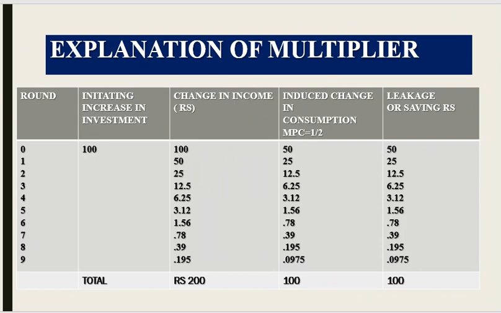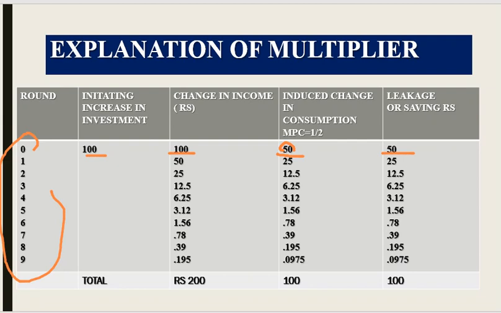Here we will understand the working of the dynamic multiplier. These are the various time periods. Initially the increase in investment is 100, so there is a change in income of 100. As the marginal propensity to consume is 50%, 50 will be consumed and 50 will be saved. When we spend money, the consumption expenditure of one person becomes the income of another person. So this 50 becomes the income of the other person.